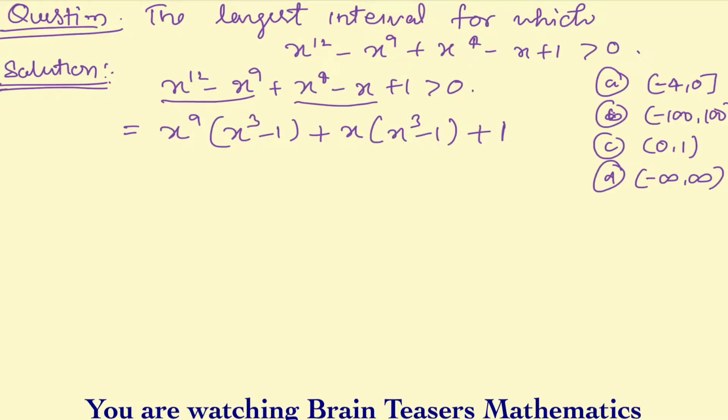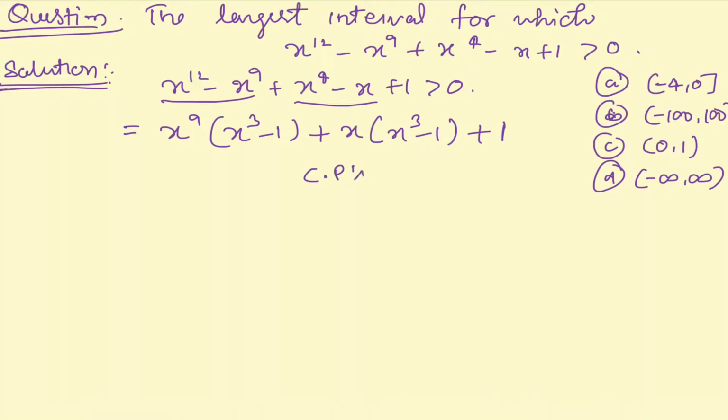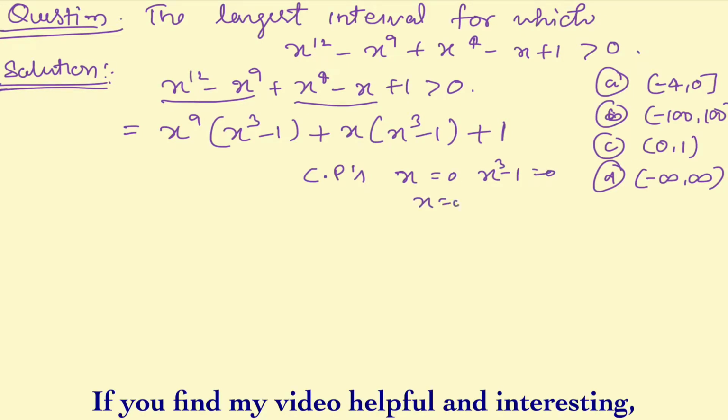Here the critical points will be x equal to 0 and x cube minus 1 equal to 0, that is, x equal to 0 and x equal to 1. These are the critical points. So we will talk about approaches, that is another thing. So x is equal to 1.